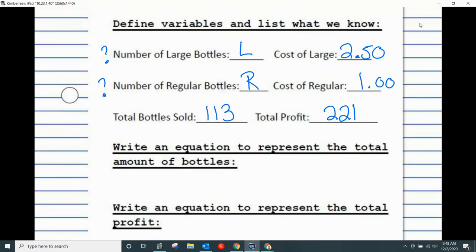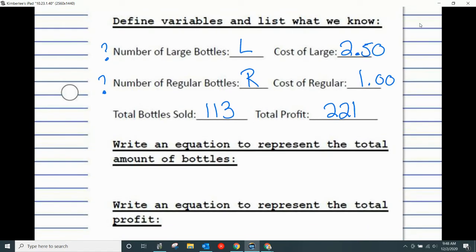So write an equation to represent the total amount of bottles. Oh, okay. So I know the total bottles was 113. So I want to represent that. Well, the total bottles that he sold was the large bottles and the regular bottles, right? I don't know what those numbers were, but I'm going to represent them using large bottles and regular bottles. So if I knew the number of large bottles, L, and the number of regular bottles, R, I'd add them up and I should get 113. We're done. We've written an equation.